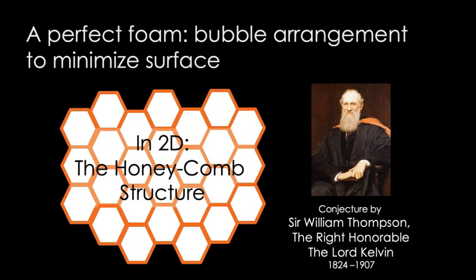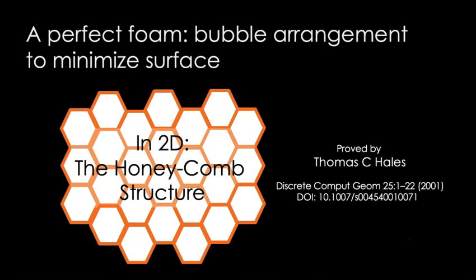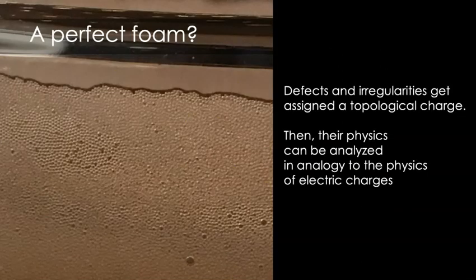Then, in 2001, Thomas Hales proved that the honeycomb structure actually corresponds with a bubble arrangement that will minimize surface energy in a foam. So, almost a century later, another mathematician found the proof of this, the honeycomb conjecture. But then when we think about the foam in a beer, is it really a perfect foam?